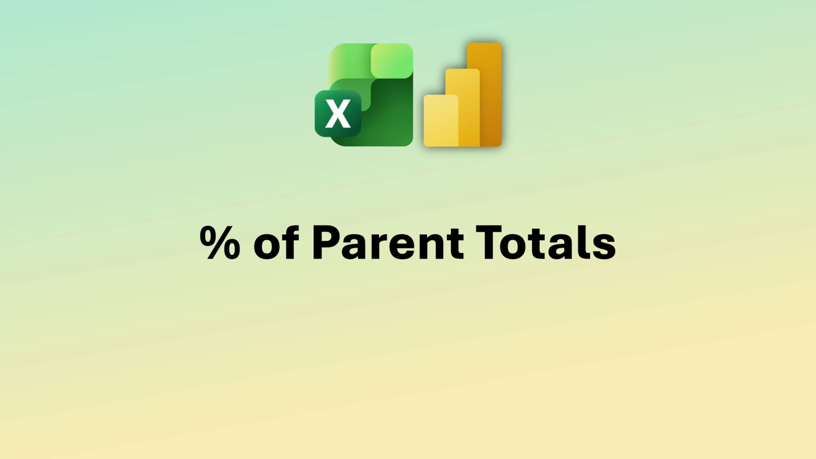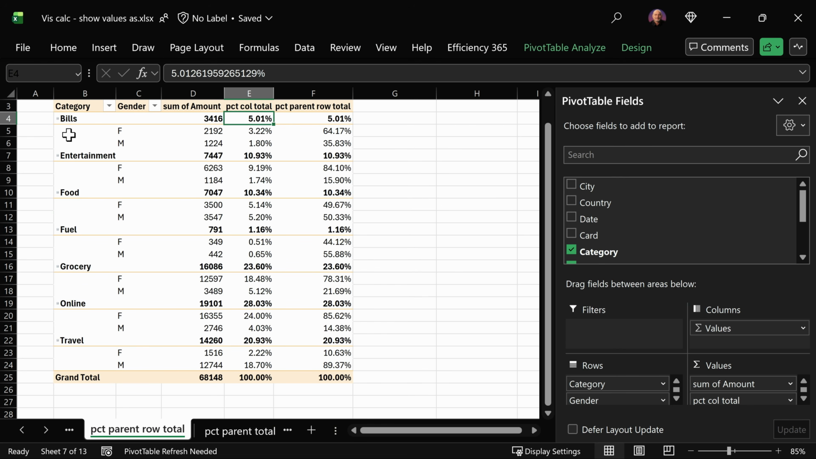Now let's switch tracks and see percentage of parent. We still have category and gender, but I have put both of them in row area. So under each category, I have the breakdown of female and male. Now from a hierarchy point of view, category is the parent and gender is the child. Now if I put sum of amount, it's the same values.